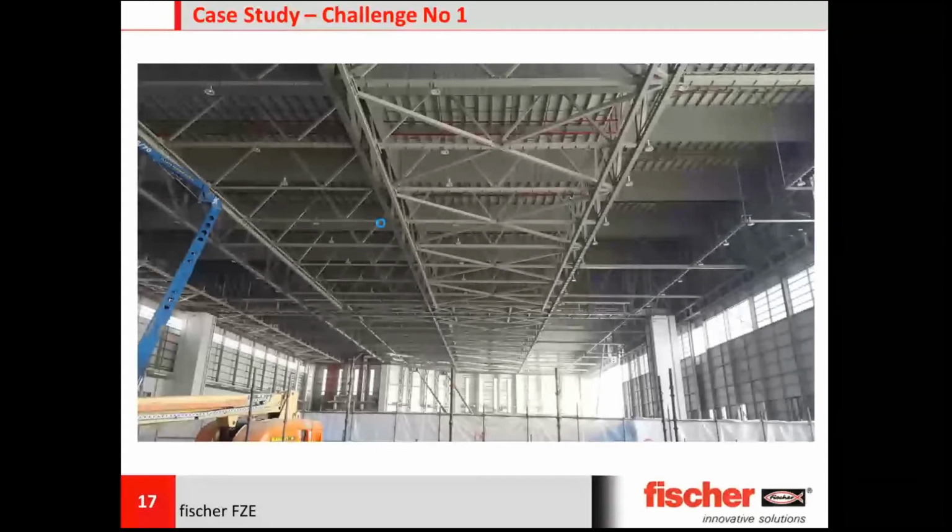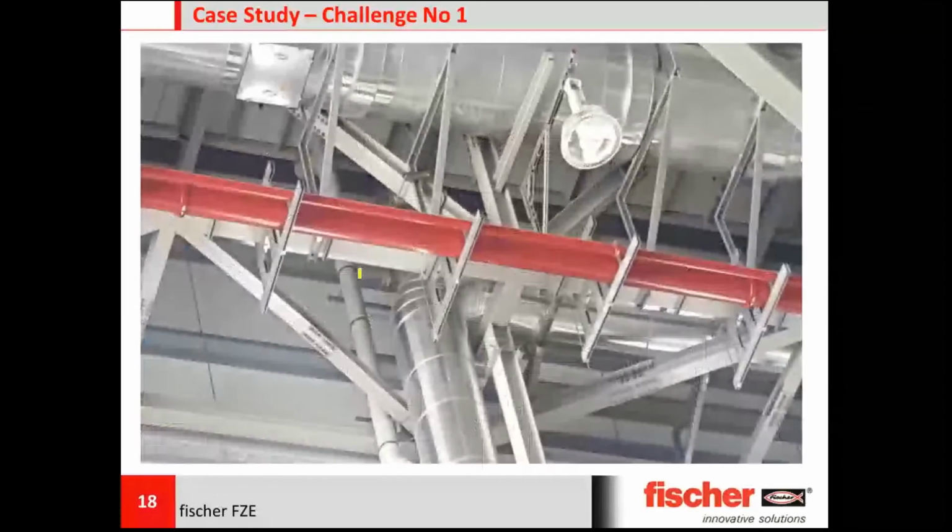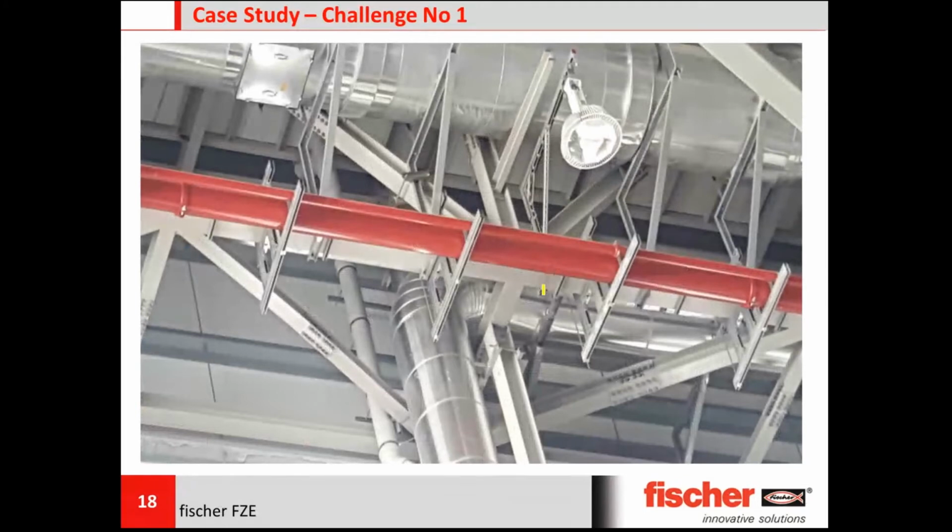So if you have a look at this picture, you can see you have a firefighting pipe, but the I-beam is not directly above the firefighting pipe. It is eccentric. There is a distance. So how do we do that? So then we brainstormed and we developed a solution, which is this.